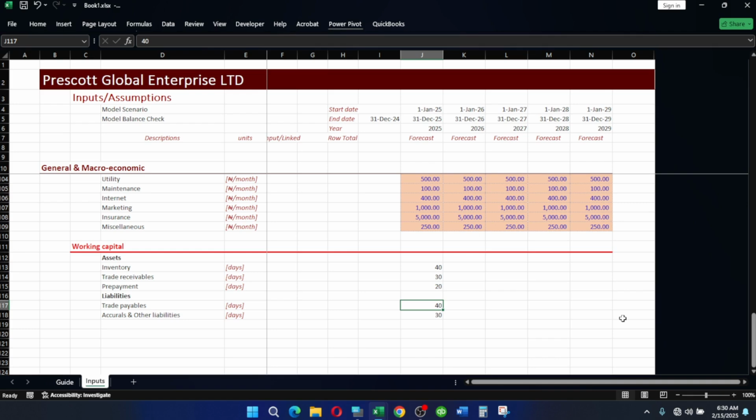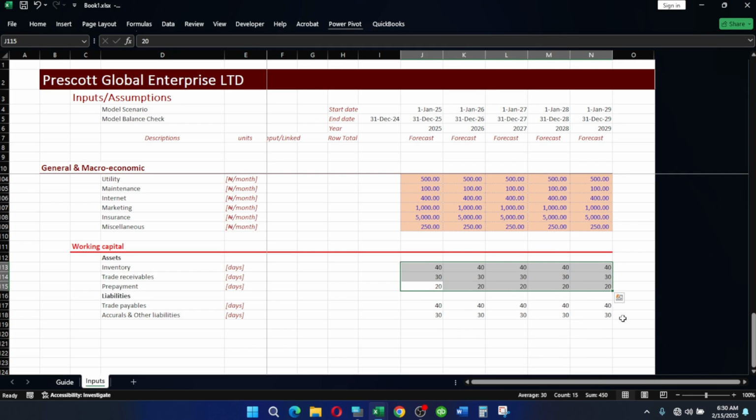Now, accrual, we have accrual and others at 30 days, right? So this is the assumption we have built around all these working capital items. So you can say the same thing here. So we're going to just apply it. Instead of going there, I'll just copy.